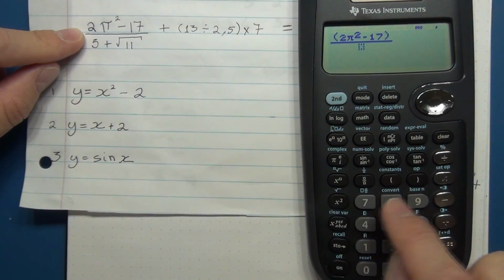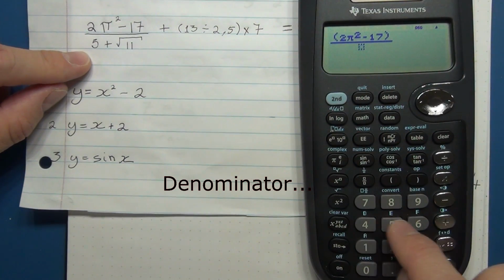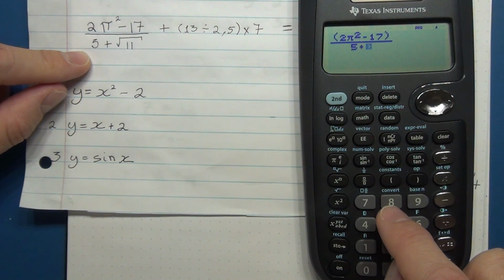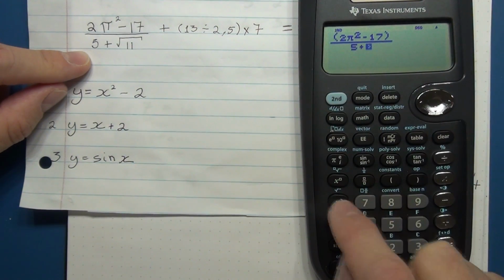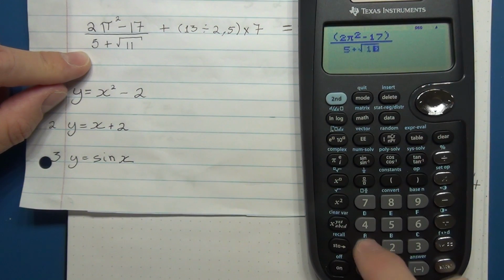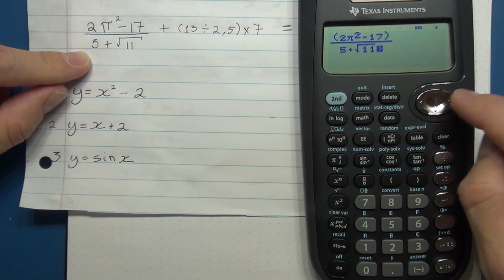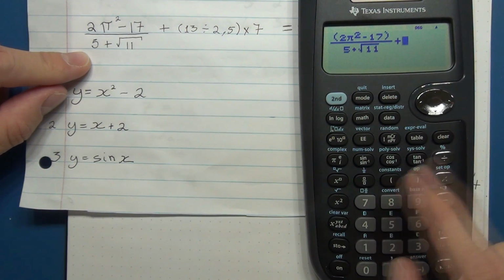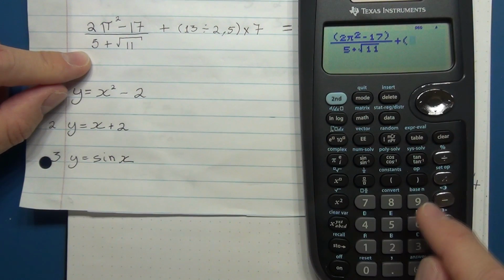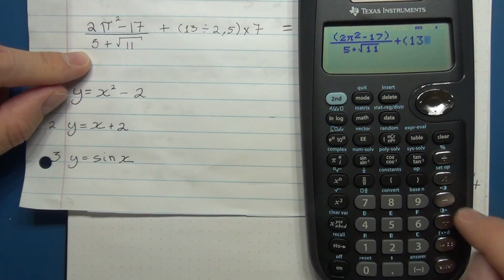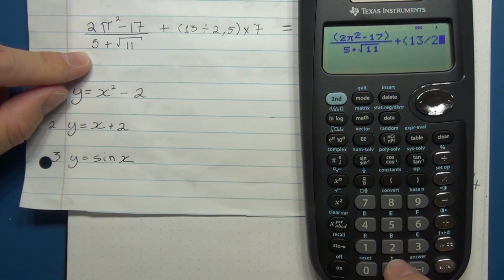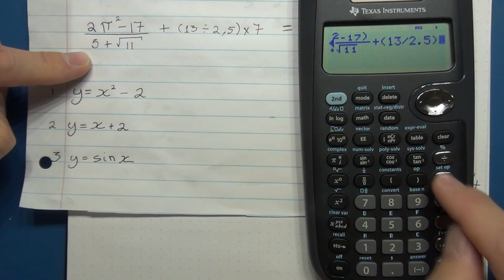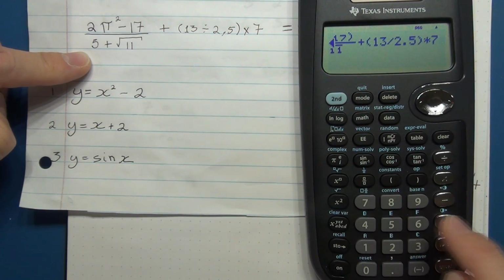Then we have to do the numerator, 5 plus the square root, which is a second function, of 11. We then have to tap out to come to the side to go plus, and then we need our parentheses again, 13 divide by 2.5, close parentheses, and that is multiplied by 7.